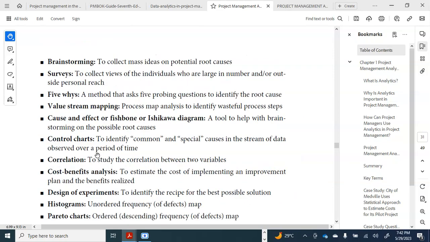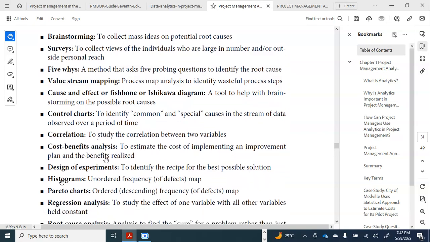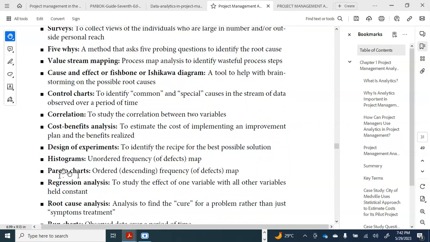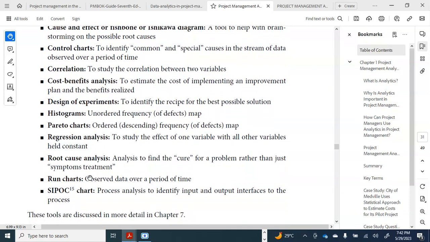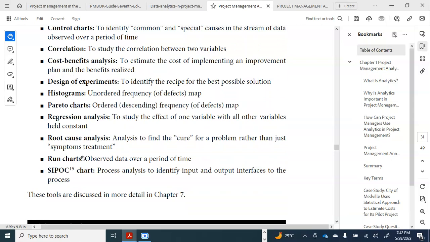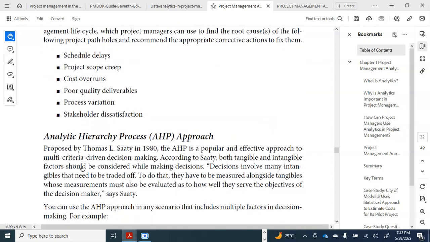Very, very important. So brainstorming is part of it. Survey, five whys, right? Visual value stream mapping, cause and effect or fishbone or Ishikawa diagram. Control charts, correlation, cost benefit analysis, design of experiments, histograms, Pareto charts, regression analysis, right? Root cause analysis. These are analyses that you use in your project, analytical methods. Run charts, the CPOC charts. So I'll give us this to study about it, and the analytical hierarchy process.